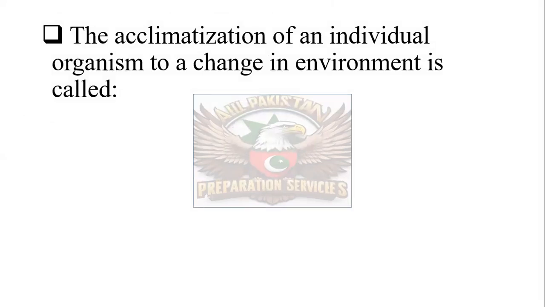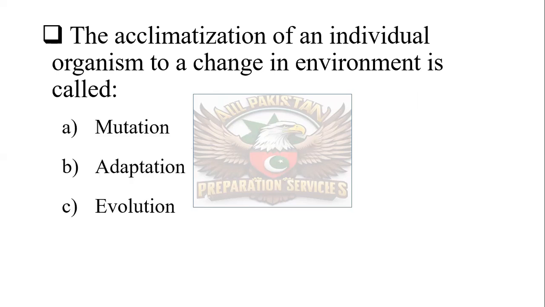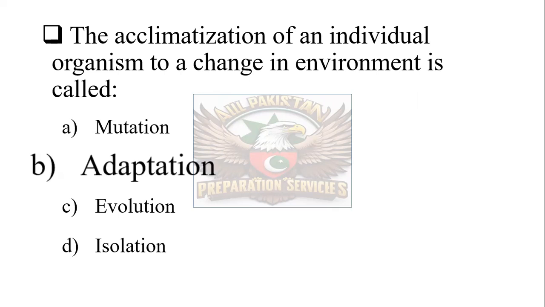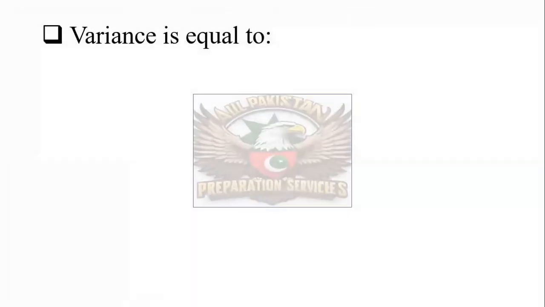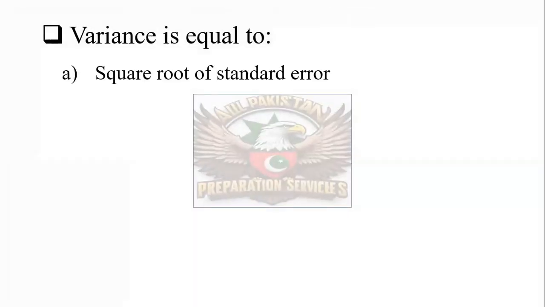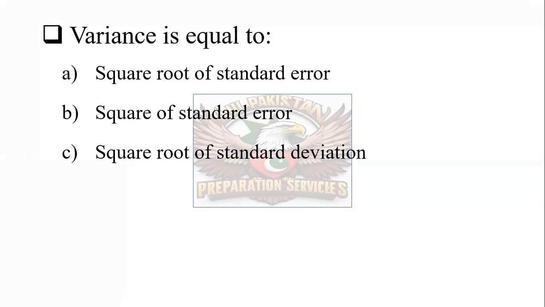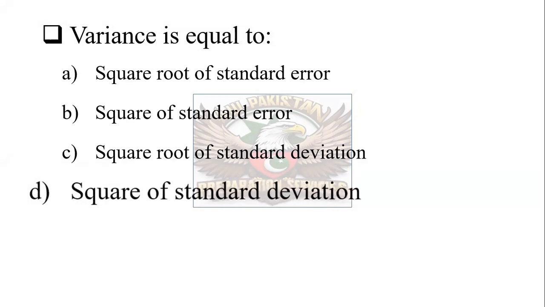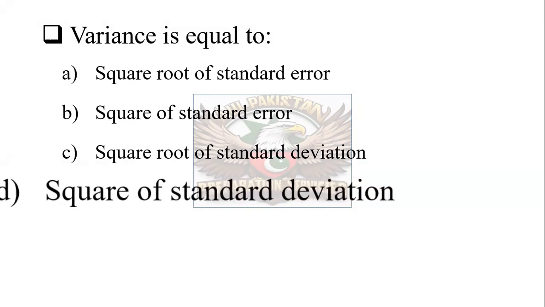Now we move towards our next question. The acclimatization of an individual organism to a change in an environment is called mutation, adaptation, evolution, or isolation. And the correct one is adaptation. Acclimatization of an individual organism to a change in environment is called adaptation. Our next question is that variance is equal to square root of standard error, square of standard error, square root of standard deviation, or square of standard deviation. And the correct one is square of standard deviation. Variance is equal to square of standard deviation.